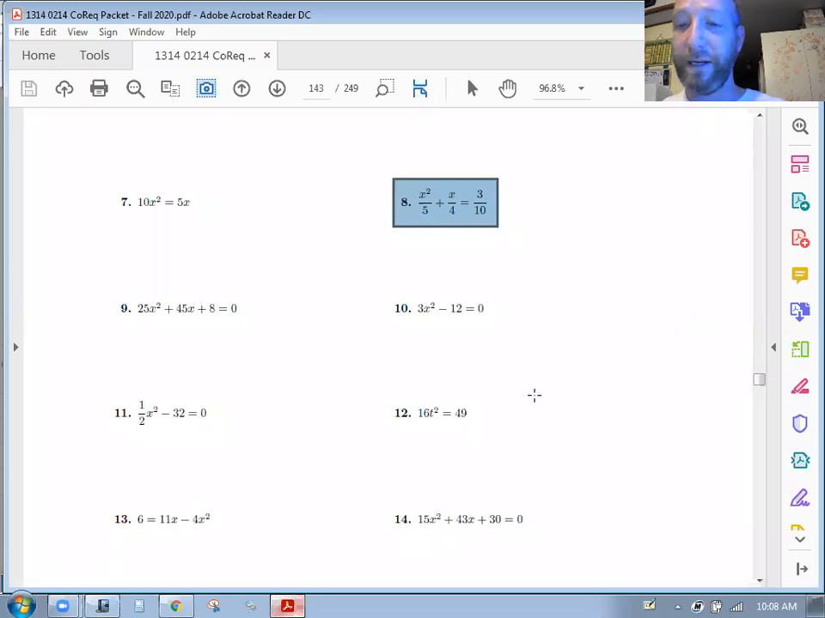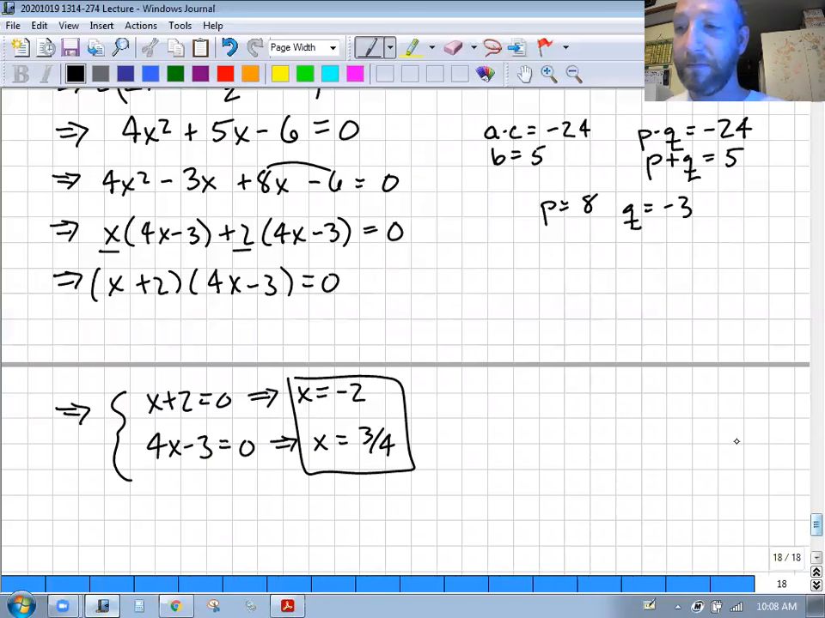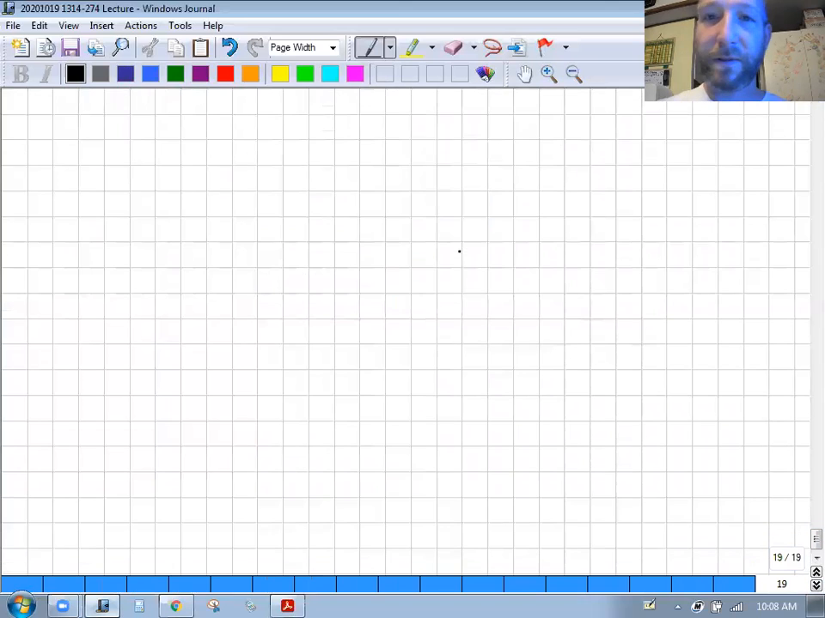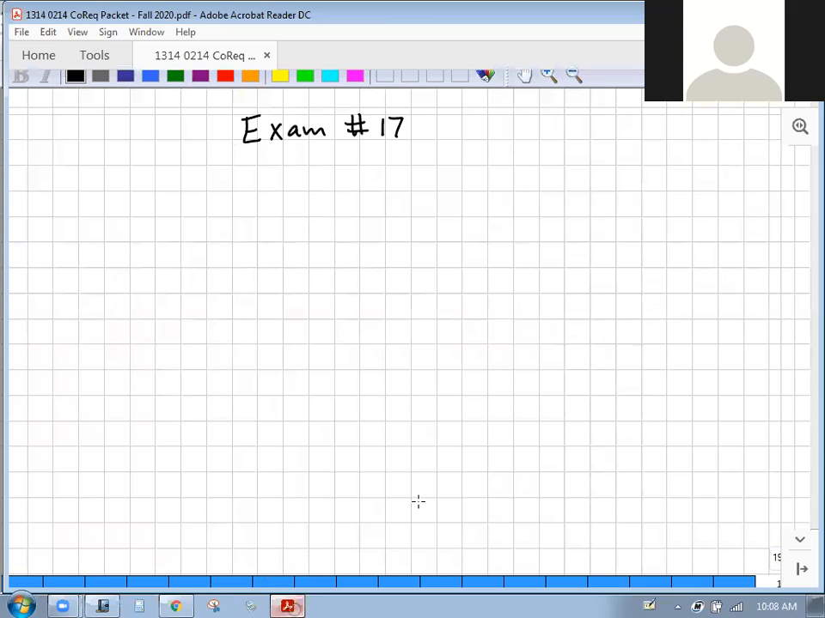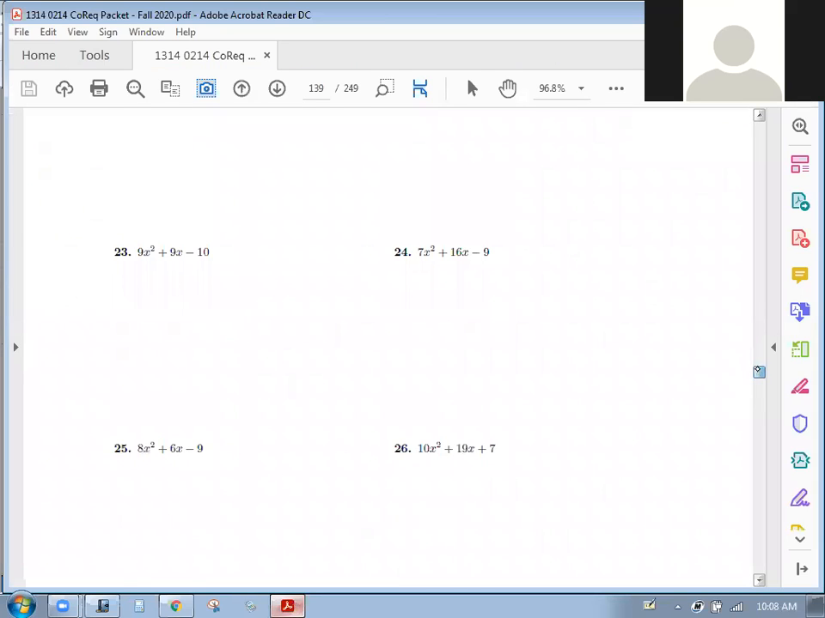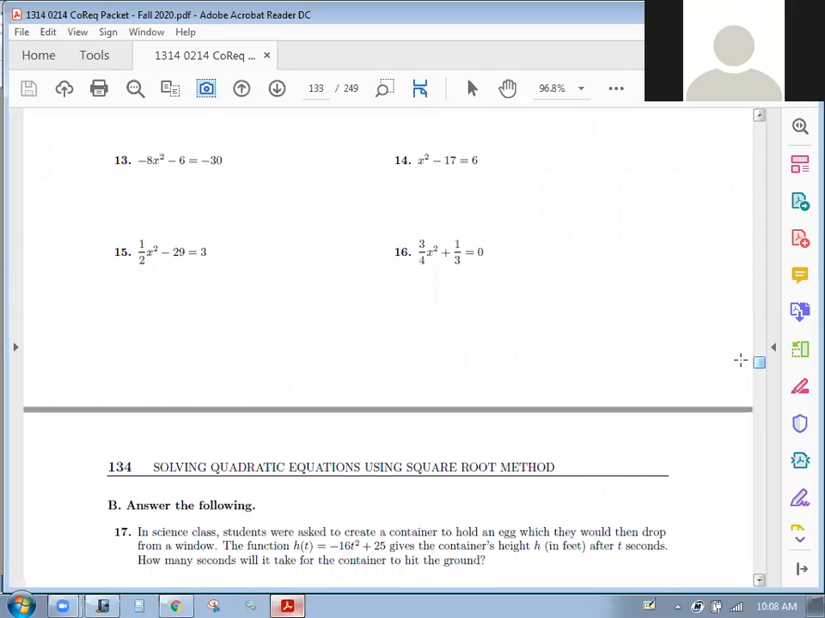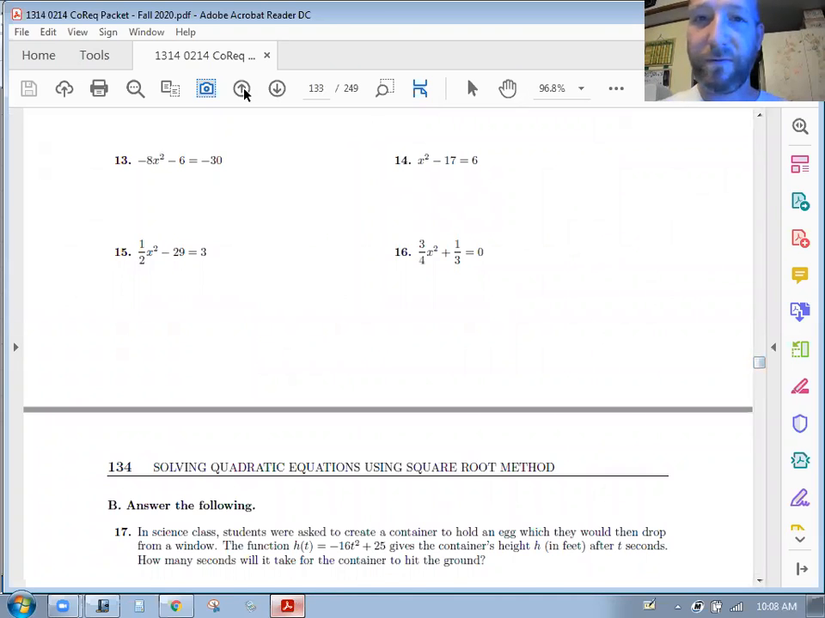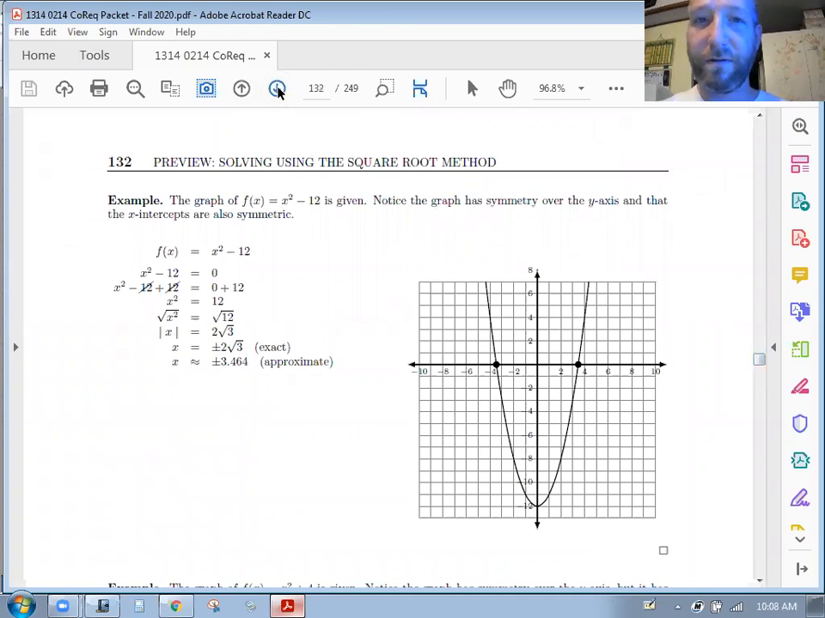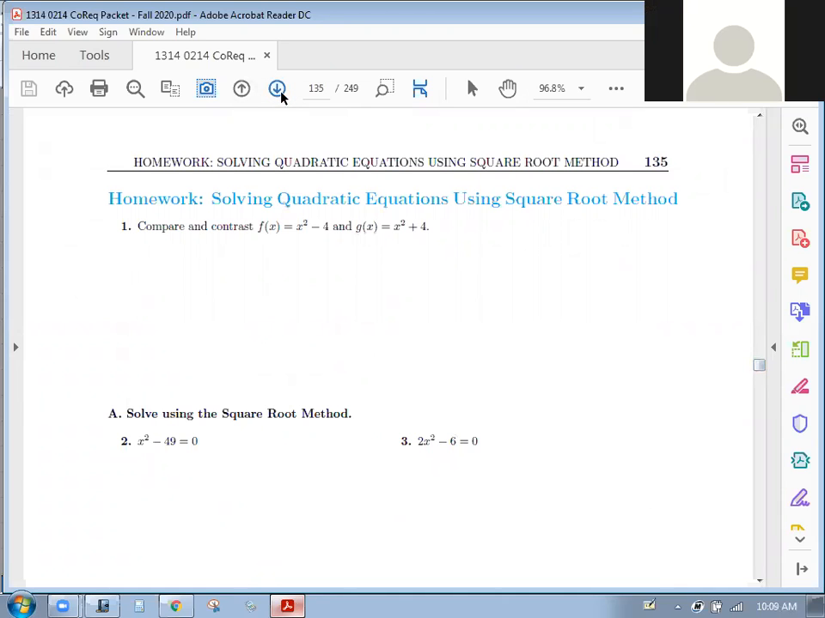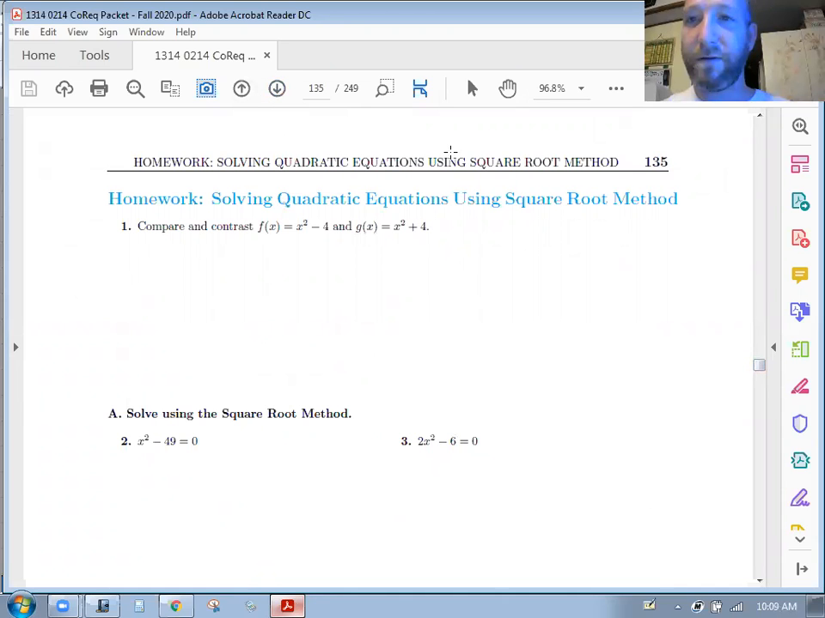So that's number 8. It's about the end of class here. Let's look at the exam. This is 17, right? Yeah. And where was our homework at? I forget what page. 135. All right.